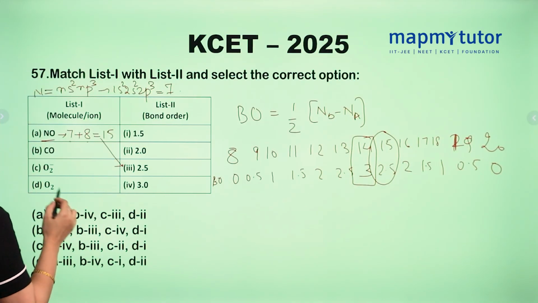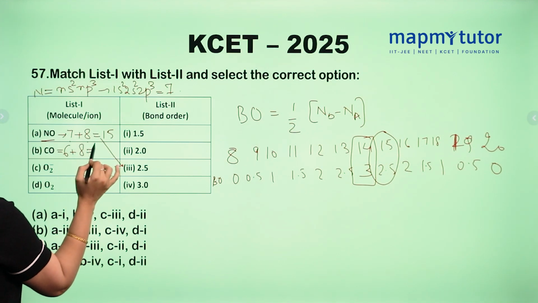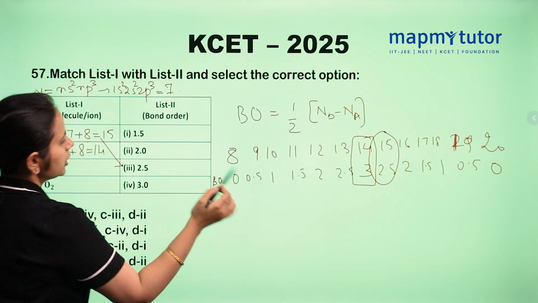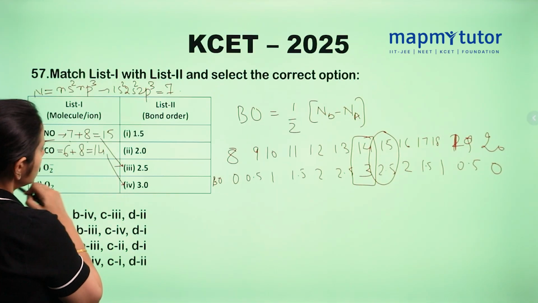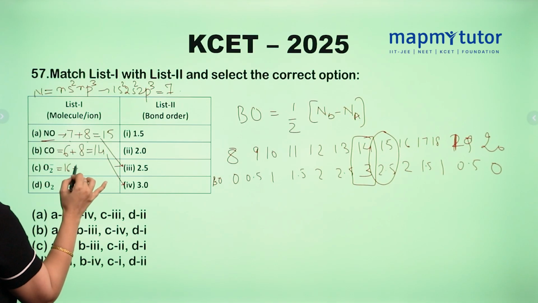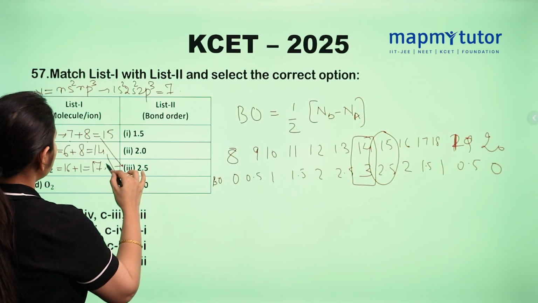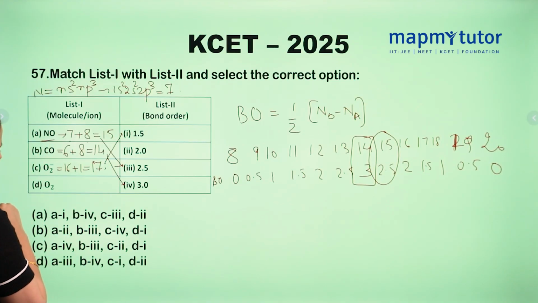Very simple. CO it is 6 plus 8, so it will be 14. For 14 it is 3. Match this, B with 4. O2 negative is 16 plus 1, so it will be 17. For 17 it is 1.5. So this is the right bond order.